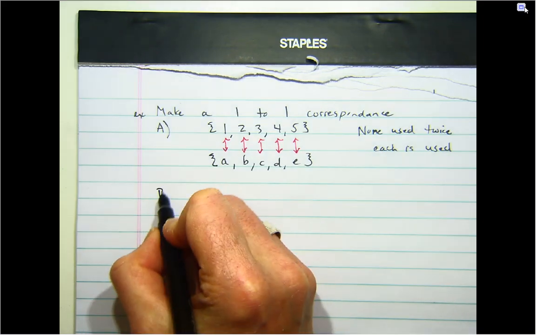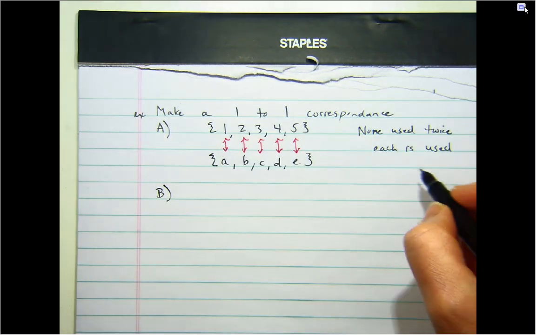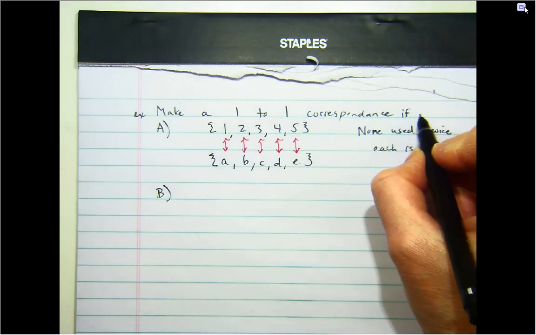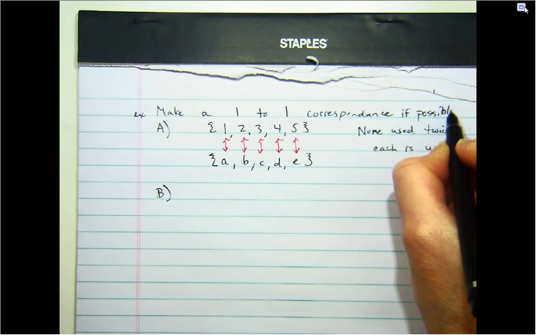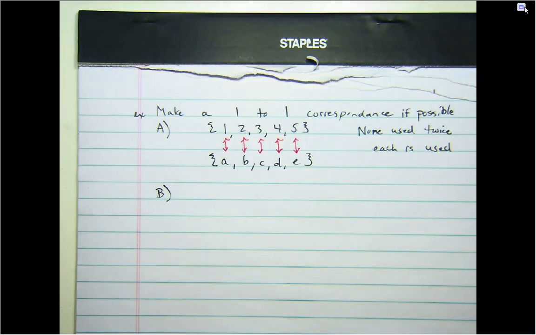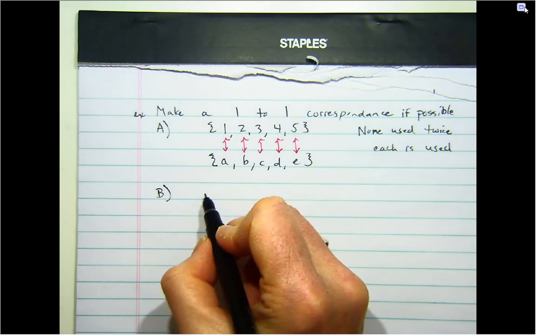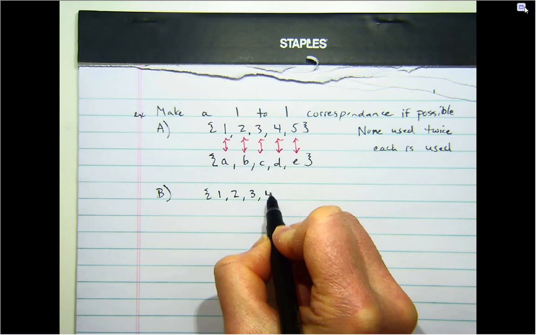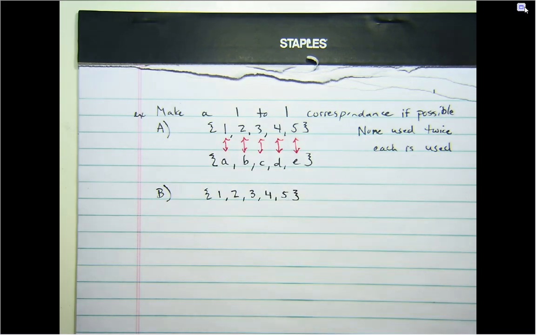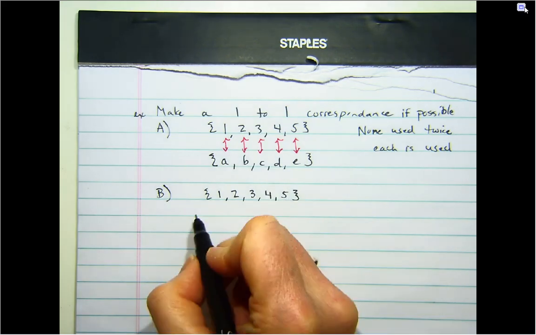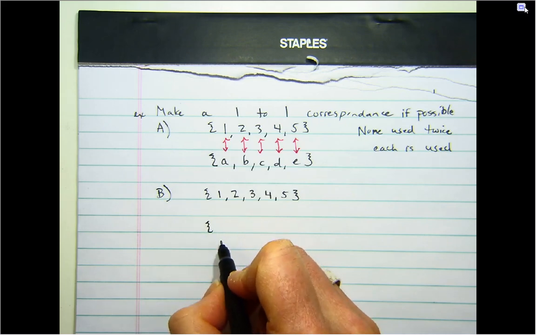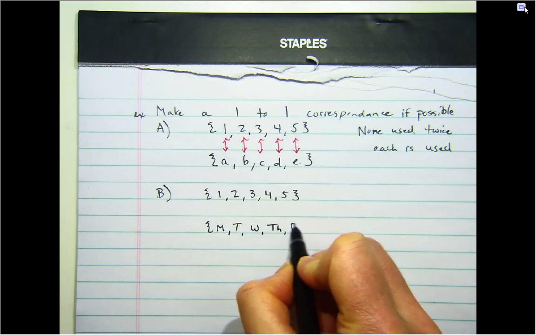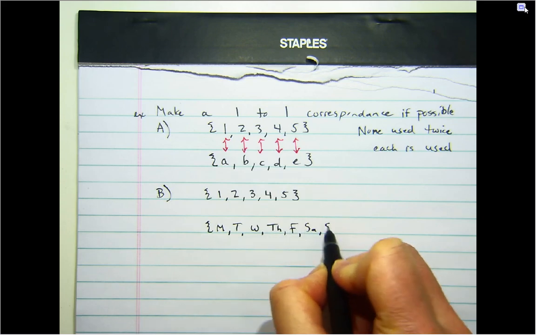Let's try another example. I'm going to make a one-to-one correspondence if possible. So here I'll have the set 1, 2, 3, 4, 5 again. And then I'll have another set with the days of the week. So Monday, Tuesday, Wednesday, Thursday, Friday, Saturday, Sunday.